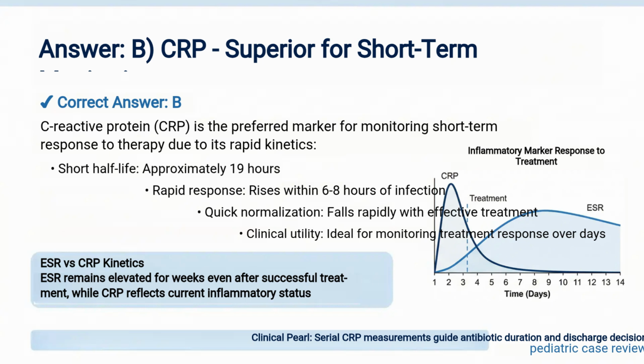In contrast, erythrocyte sedimentation rate remains elevated for weeks even after successful treatment because it reflects the viscosity of blood, which normalizes much more slowly. Serial C-reactive protein measurements are used to guide antibiotic duration and discharge decisions. A C-reactive protein that fails to fall or rebounds after initial improvement should prompt reassessment for inadequate drainage, antibiotic resistance, or a missed focus of infection.